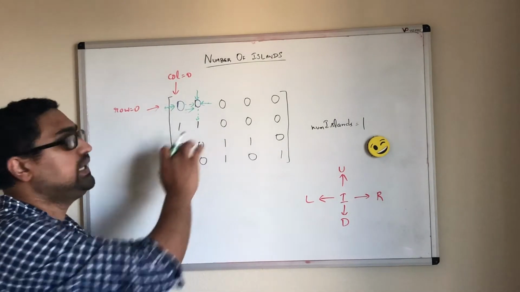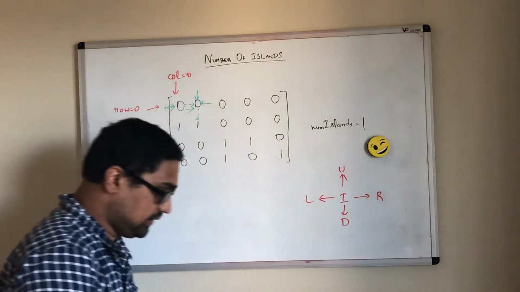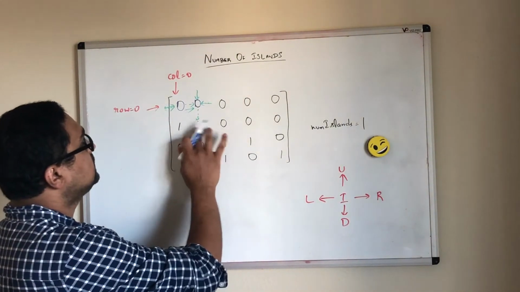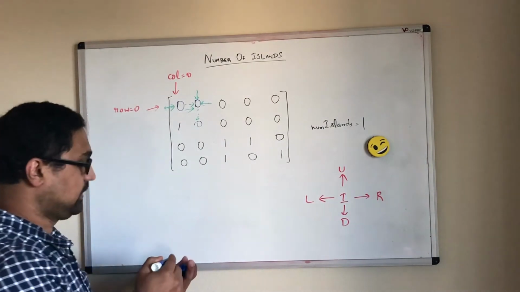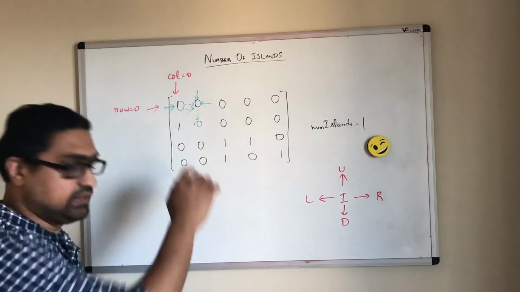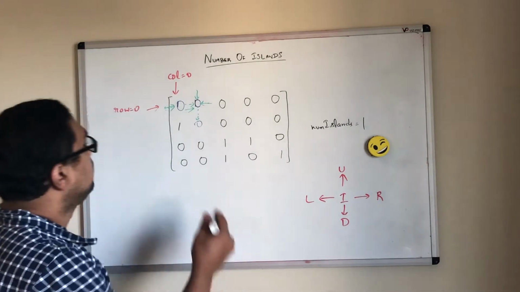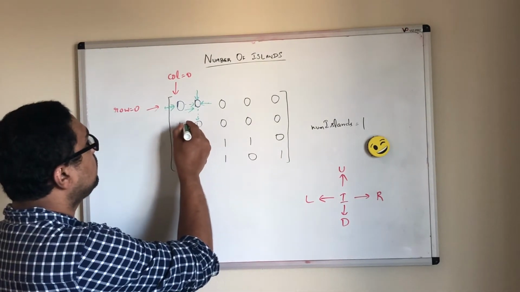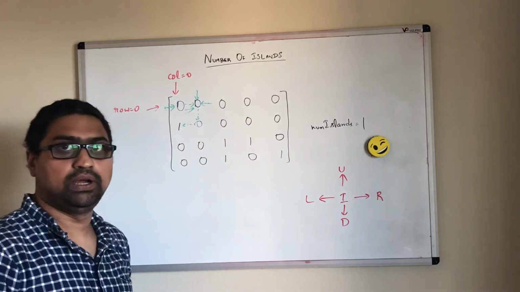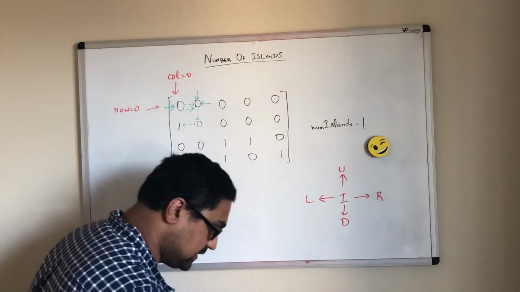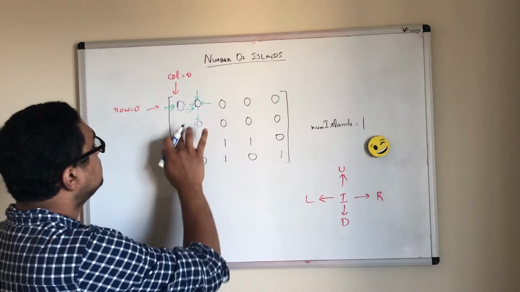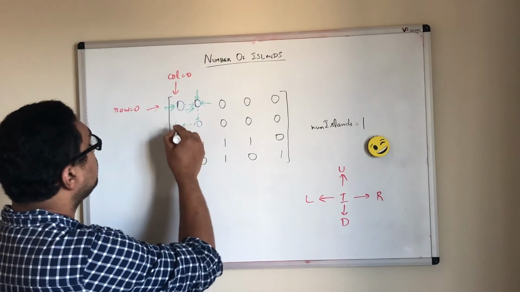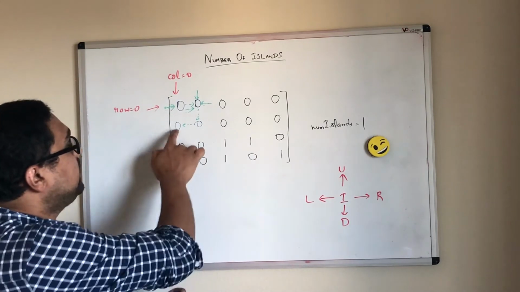So this value is equal to 1. That means we have found another land that is part of the same island. So let's mark it as visited. Now let's explore the neighbors of this land here. So let's explore the left neighbor. This value is 1. So again, let's mark this value as visited. Now let's explore the neighbors of this land.